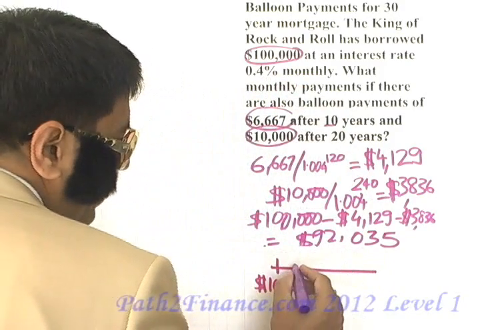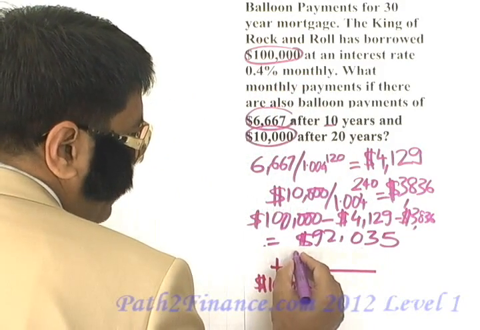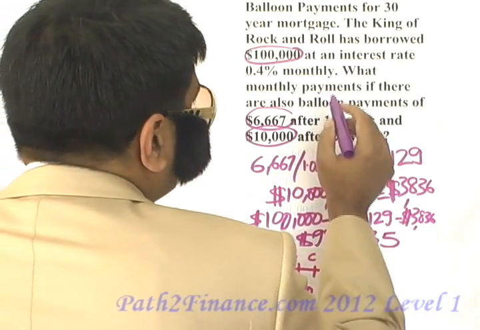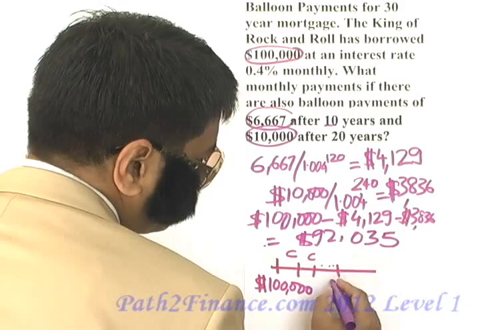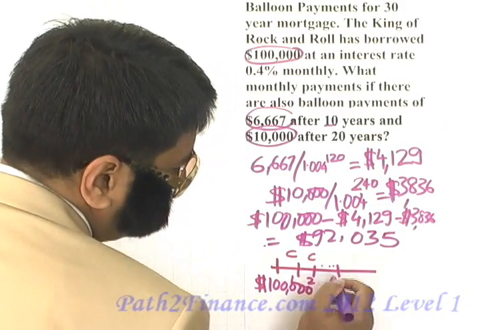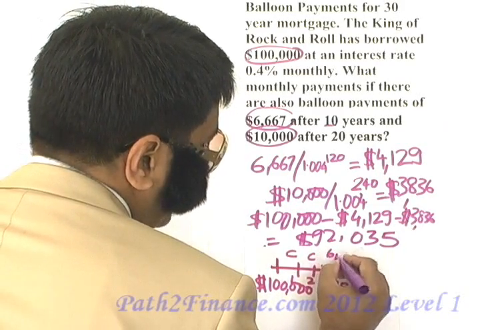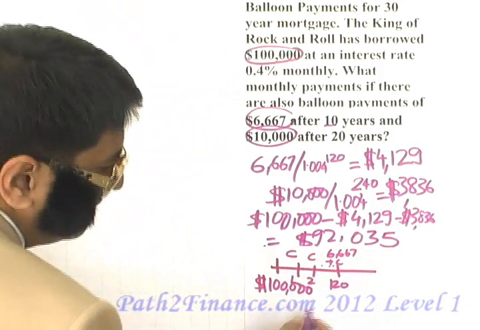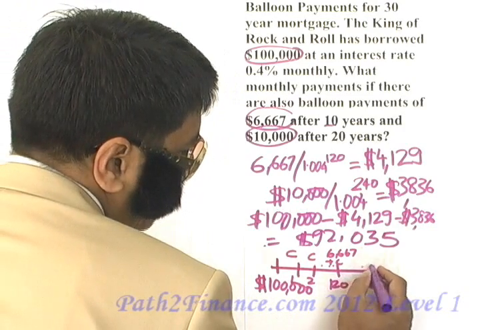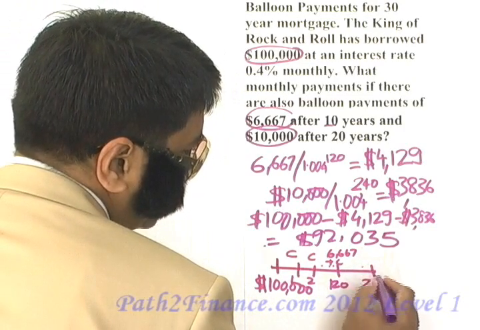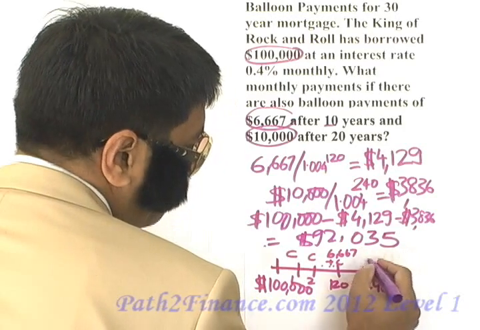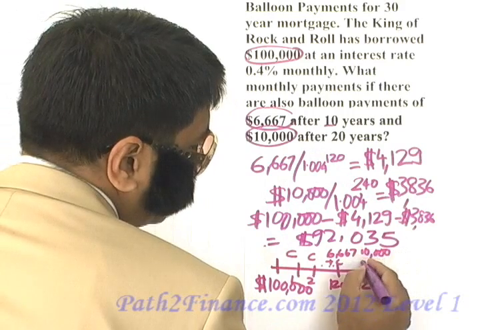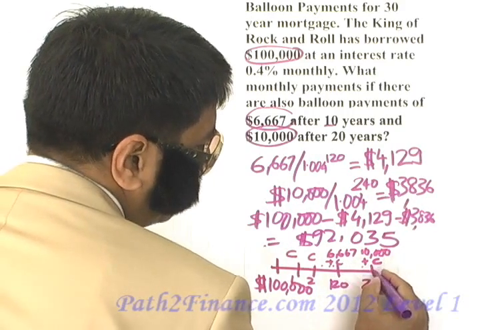and I make a monthly payment of C. So that's period 1, 2, and so on till I make a payment of $6,667 plus the usual monthly payment. At period 240, I make the payment of $10,000 plus the usual monthly payment, and so on.